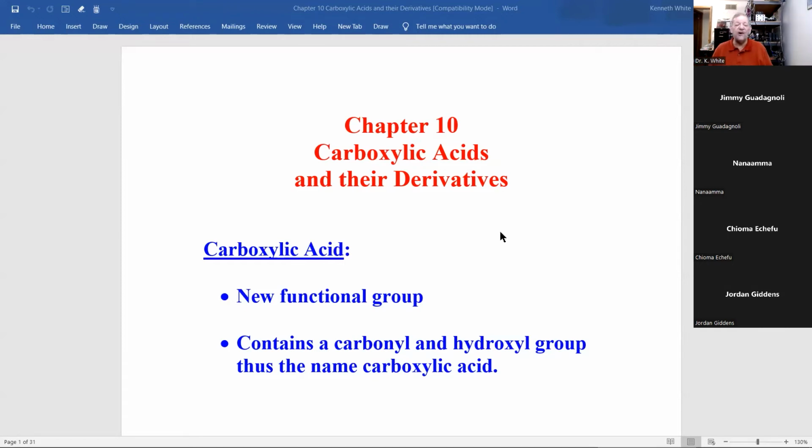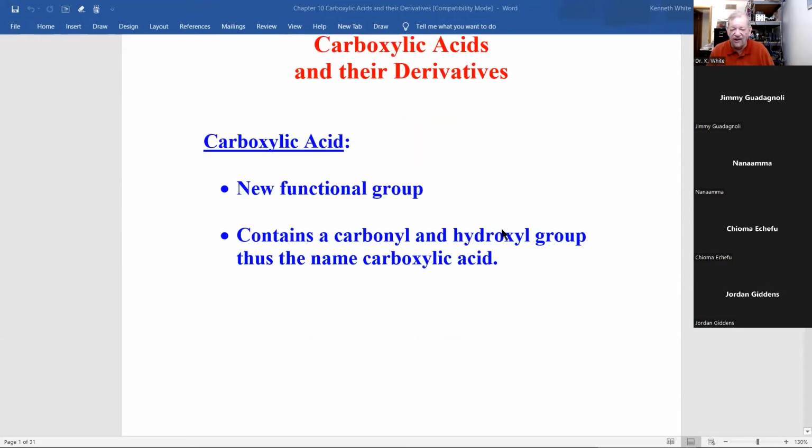Now, I'll teach you what a carboxylic acid is. What is a derivative? That's something derived or made from. So I'll teach you about carboxylic acids and new functional groups that are made from carboxylic acids. So a carboxylic acid, a new functional group, and I'll show you in the next slide, contains a carbonyl. Remember, carbonyl group: carbon double bonded to oxygen, and a hydroxyl group on the same carbonyl carbon. That's called a carboxylic acid.